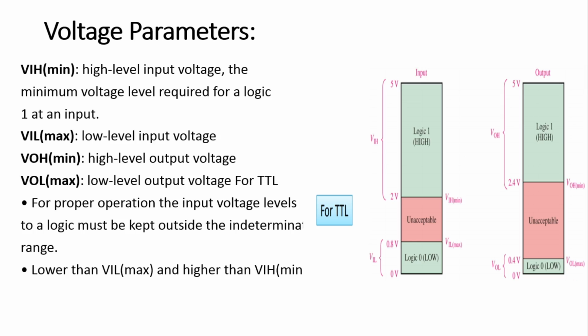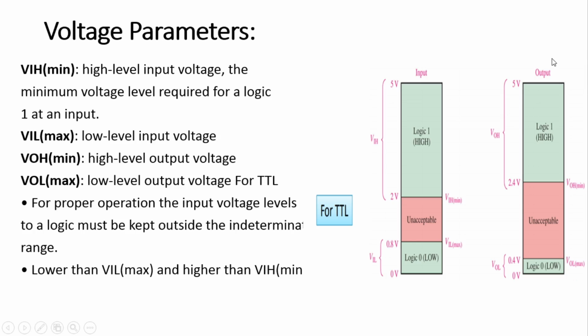If you observe in this diagram, this is for TTL. Here it is divided into three parts. The first is logic high. In between, in pink color, it is unacceptable, and the last one is logic 0, that is low. So these are the voltage ranges: the range between 0 volt to 0.8 volt is the VIL range. The range between 2 volt to 5 volt is the VIH range. This is VIL max and this is VIH min. This diagram is for input.